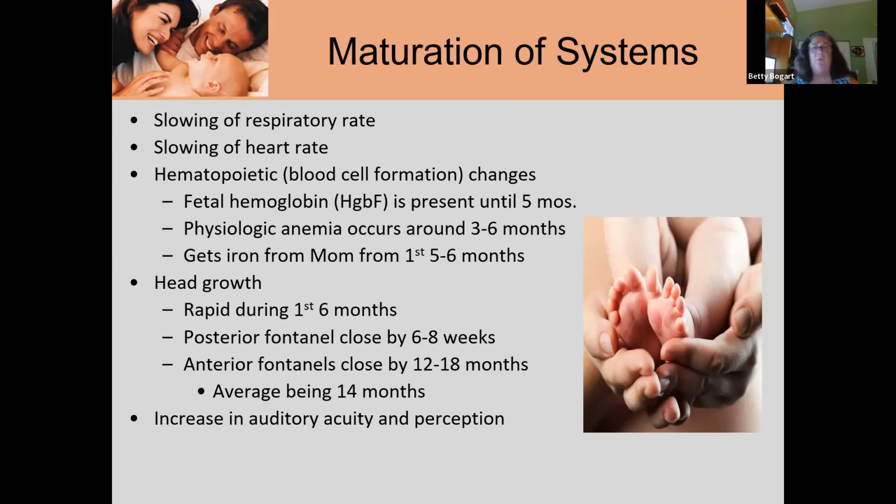Their head, we know they grow big. We know they're born big, and we know that it's rapid during the first 6 months of life. The posterior fontanelle, right here in the back, closes by 6 to 8 weeks. But the anterior one, that soft spot that we all know about, is not going to close until about 14 months old. Now, we know these weeks and months. Why? Well, if it closes too quick or too late, something's going on. And we need to investigate the reason why.